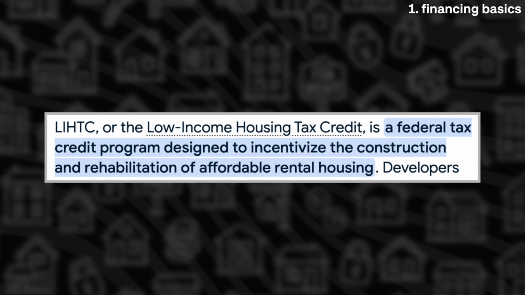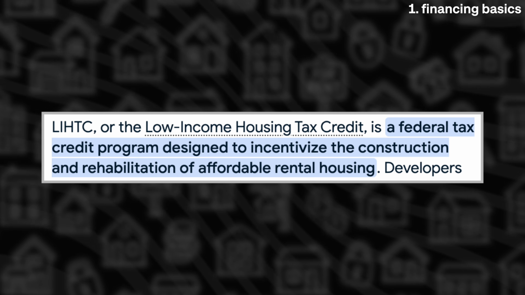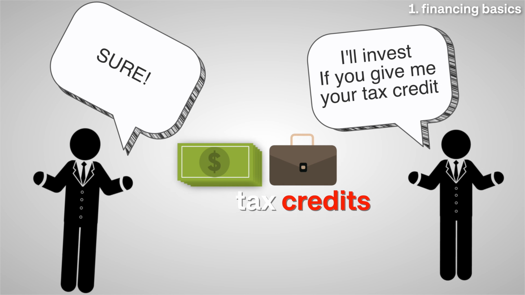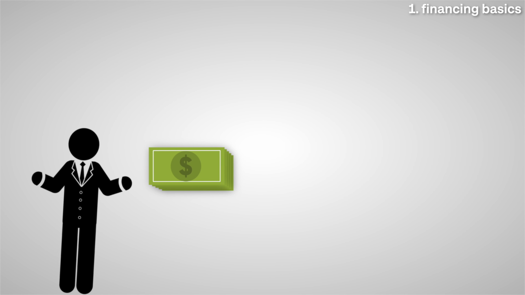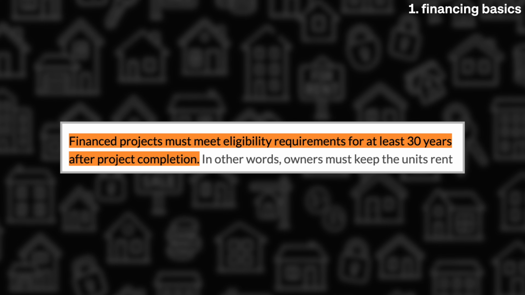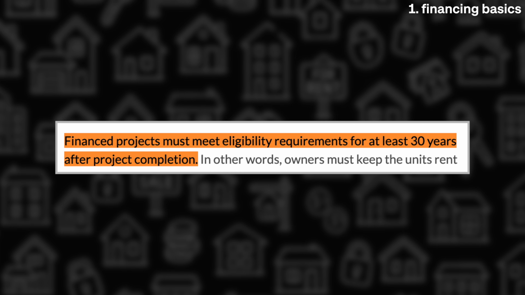Low-income housing tax credits, or LIHTC for short, give a dollar-for-dollar tax credit to affordable housing developers. The developer then sells the credits to investors in exchange for cash, which is then used to help pay for the construction or rehabilitation of affordable housing. In return, the housing must remain affordable to low-income households for at least 30 years.